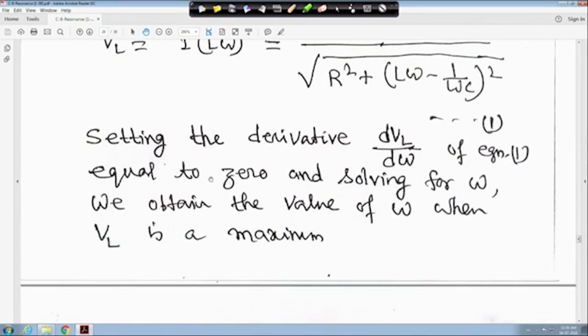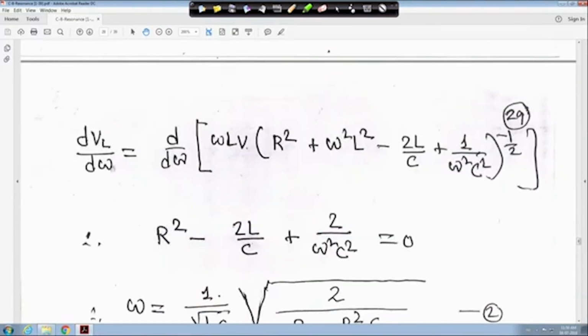So we set it to 0 and solve for omega, and we will obtain the value of omega when VL is maximum. That means dVL upon d omega is equal to this one. It is simplified and written to the power minus half. You please do a little bit of your own.